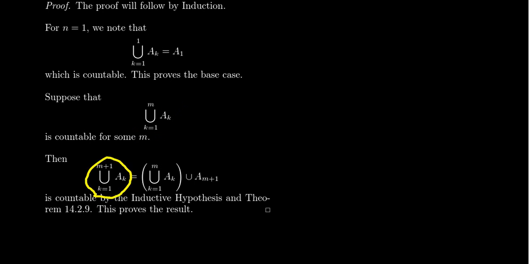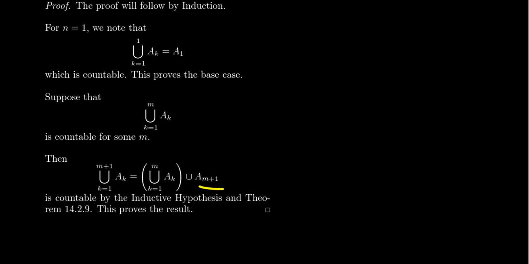Consider the union where this time we go from k equals 1 to m plus 1. You take the union of all those sets A sub k. Well, the only difference between this union and the previous union is we've now joined on one more set. So we can decompose this union into the m-fold union, A1 through Am, and then you just unite to it A sub m plus 1.